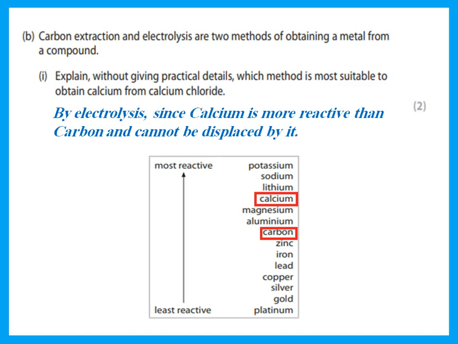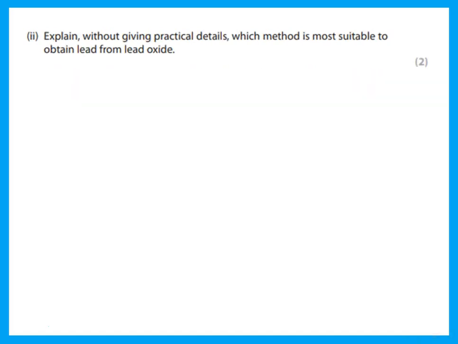So if he says, what is the method of extracting anything above carbon? It is by electrolysis. Why? Because any metal above carbon is more reactive than carbon and cannot be displaced by it.